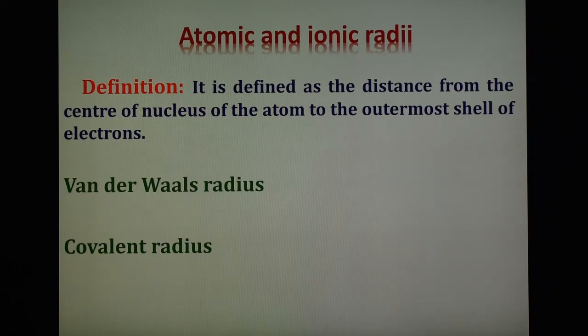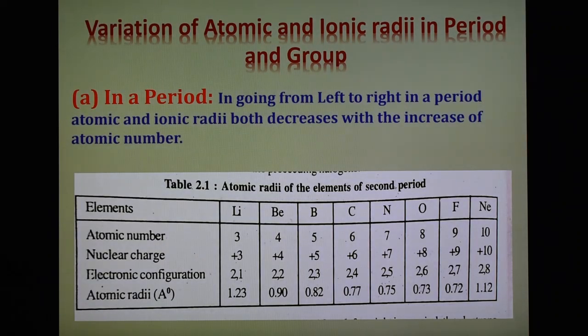And now in the next slide we are going to see the variation of atomic and ionic radii in a period and in a group. What is the periodicity of these atomic and ionic radii in a period and in a group? There are two parts. We have taken A for a period and B for a group. So what is it in a period?